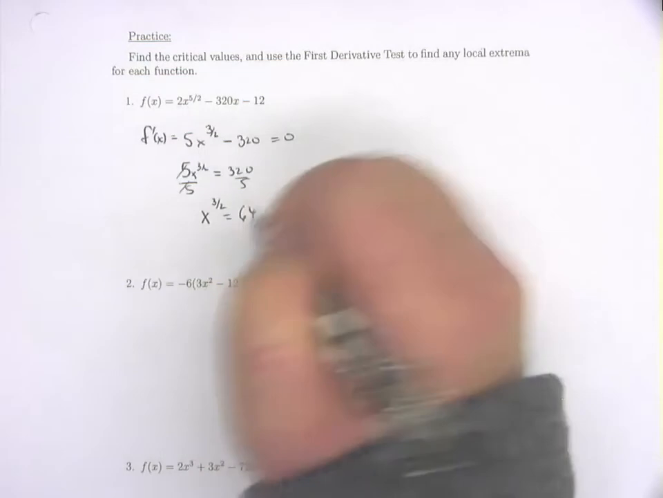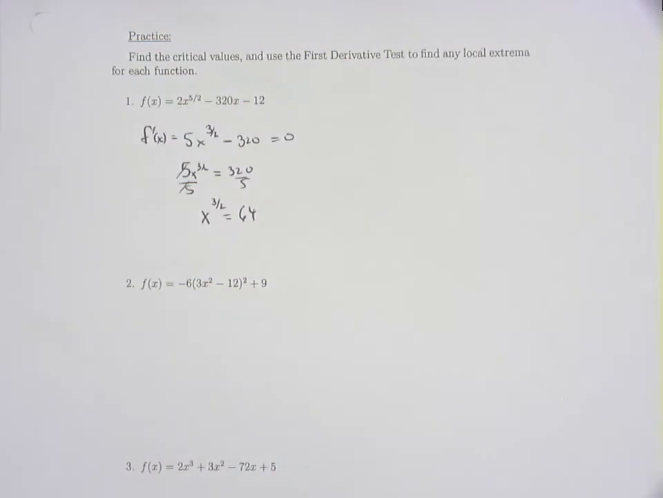Now I got a question for you. What do you got to do on the algebra end of this thing to solve for x? I got x to the 3 halves power equals 64. What kills off that 3 halves power? What I do to one side, I do the other.